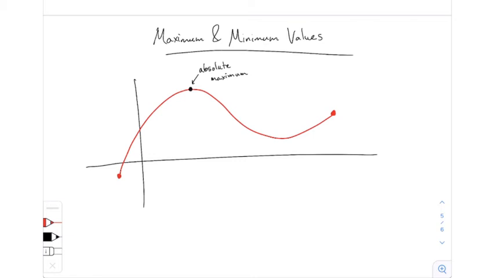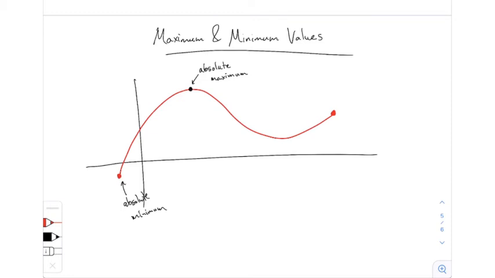There is also an absolute minimum here. That is a point which has the lowest y value at all. And in this example, it would be this point on the end here. This is the absolute minimum. That's the point on the graph which has the lowest y value of all.